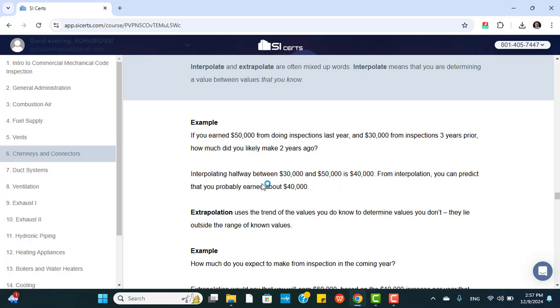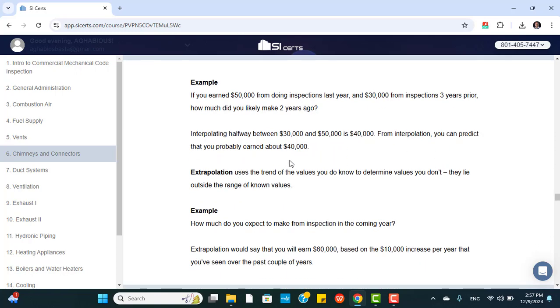Interpolating halfway between $30,000 and $50,000 is $40,000. From interpolation, you can predict that you probably earned about $40,000. Extrapolation uses the trend of the values you do know to determine a value you don't.